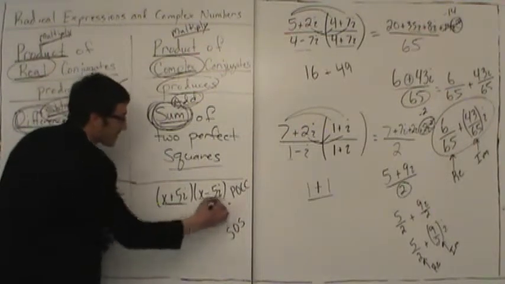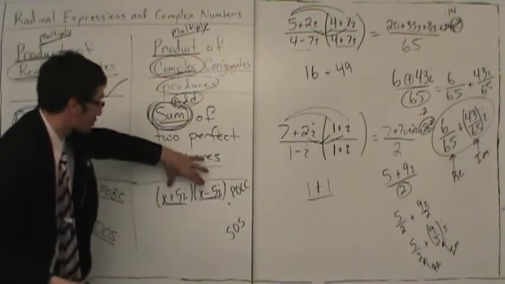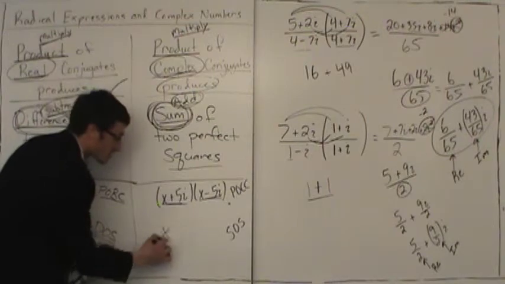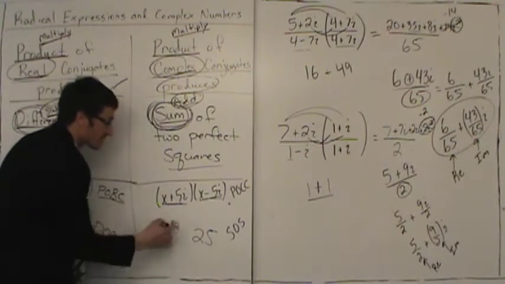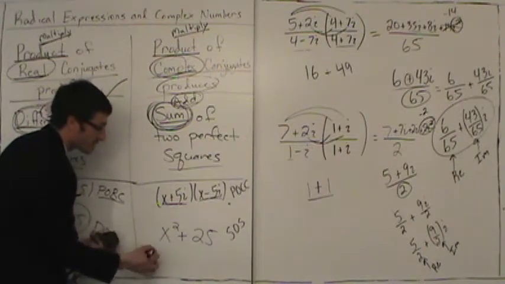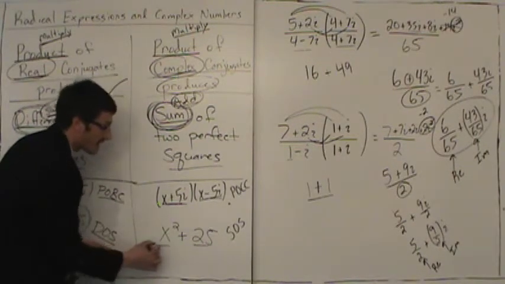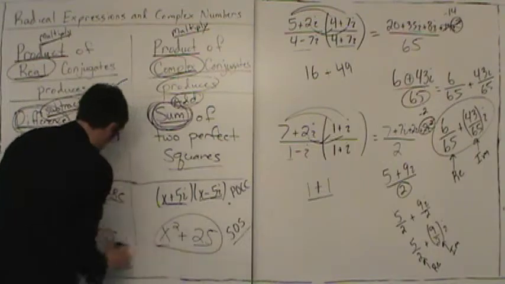So we FOIL, or we use our trick. x times x gives what? x squared. 5 times 5 gives 25. Since these are complex conjugates, this results in a sum of two squares, or x squared plus 25. This is our final answer.